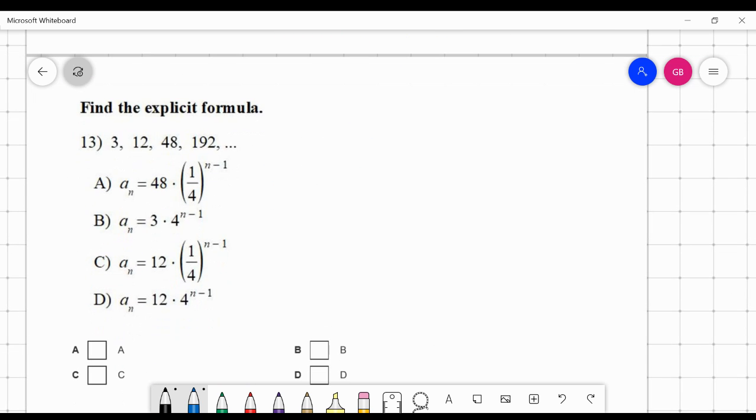All right, so for this one, we're going to write the formula. First, let's see what kind of pattern this is. From 3 to 12, from 12 to 48. It's like you're multiplying by 4. So if you're multiplying, it's going to be geometric. Let's see, 48 times 4 is also 192. Good.